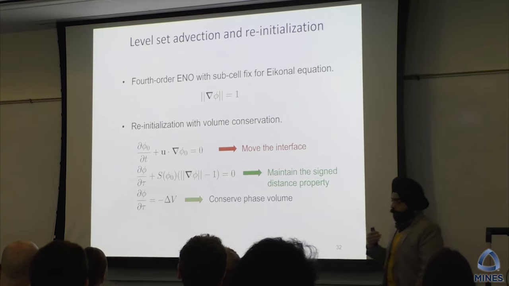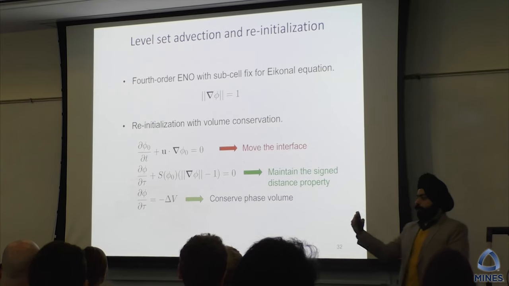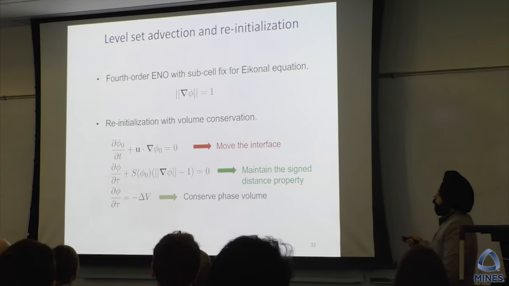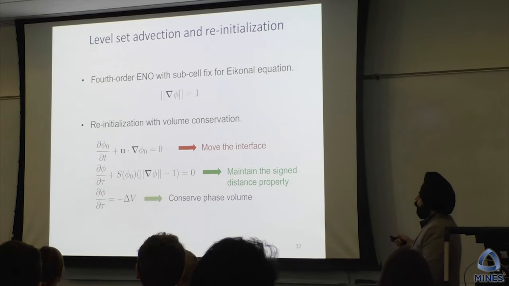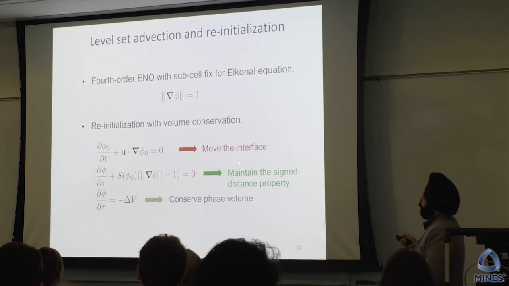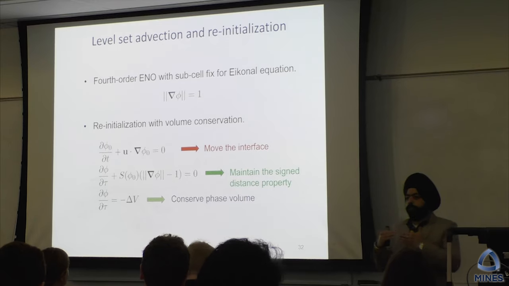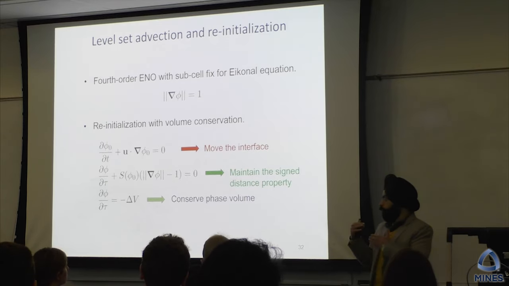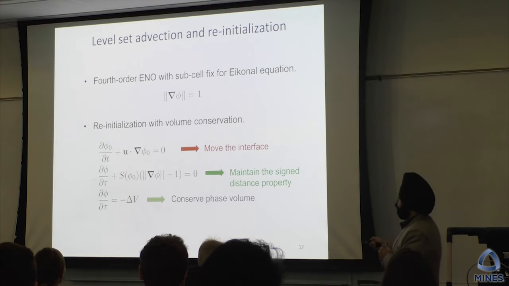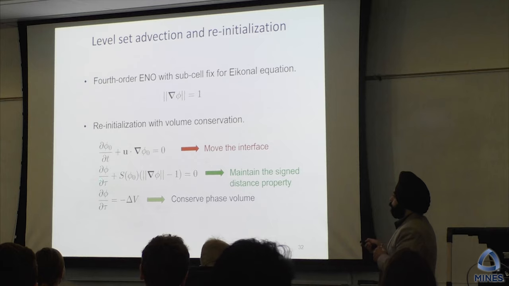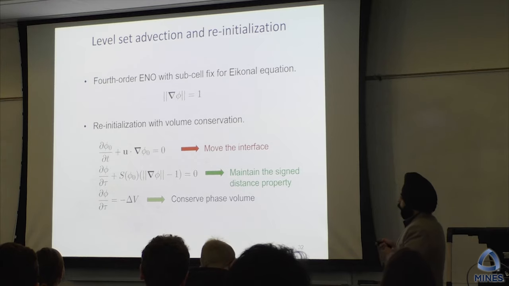So if our simulations are progressing in time, how do we move the interfaces? What we do is we move the level set phi by the fluid velocity, which is just an advection equation. And once you do that, you lose the signed distance property. So to make sure that your level set satisfies the signed distance property, you solve a reinitialization equation by using a pseudo time stepping scheme. And this makes sure that your advected level set retains the signed distance property at steady state.